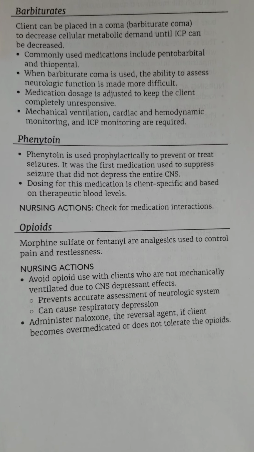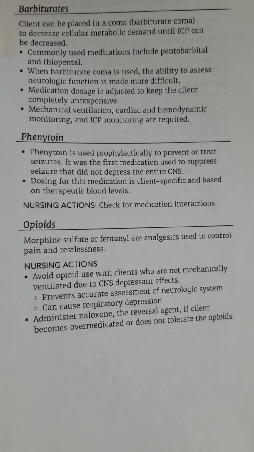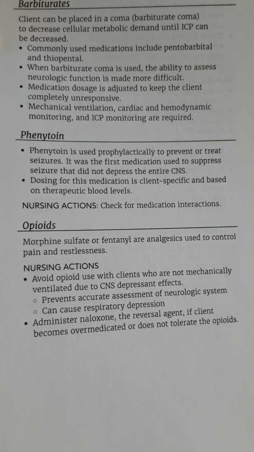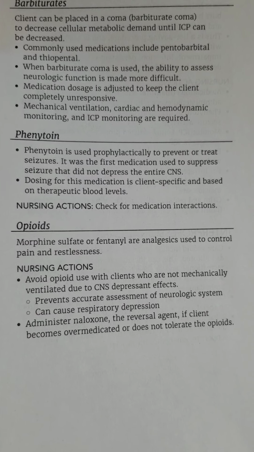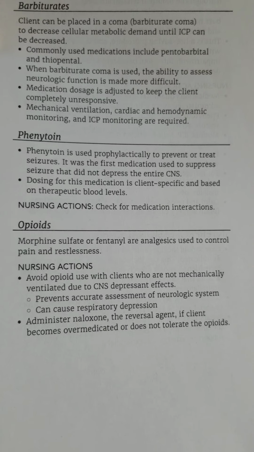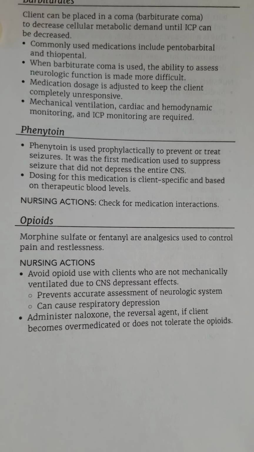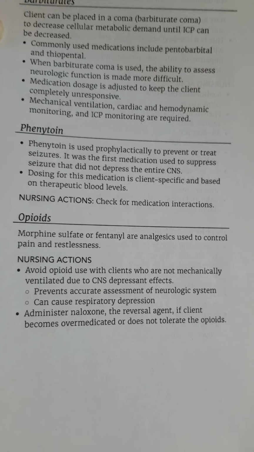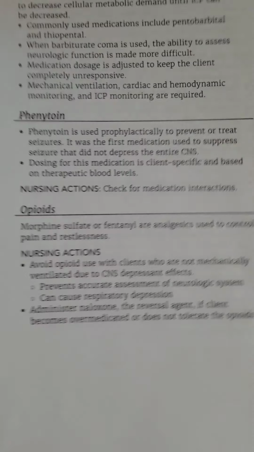Opioids is another medication. Morphine sulfate or fentanyl are analgesics used to control pain and restlessness. Nursing actions are to avoid opioid use with clients who are not mechanically ventilated due to CNS depressant effects, prevents accurate assessment of neurologic system, and can cause respiratory depression. Administer naloxone, the reversal agent, if client becomes overmedicated or does not tolerate the opioids.